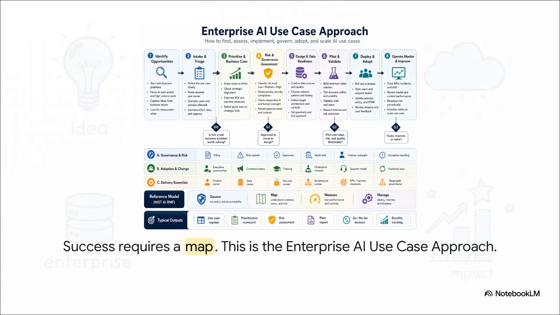Well, success requires a map, and this is it. It's called the Enterprise AI Use Case Approach. The best way to think of it is as a playbook, a guide that takes an idea from just a little spark of inspiration all the way to real-world impact by breaking the whole journey down into clear, manageable steps.